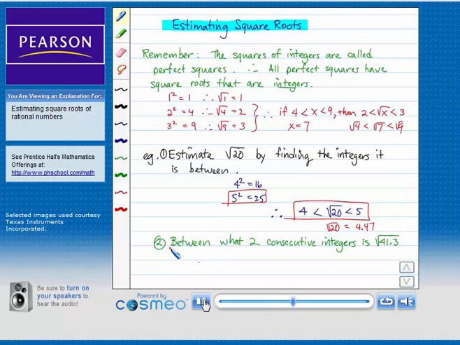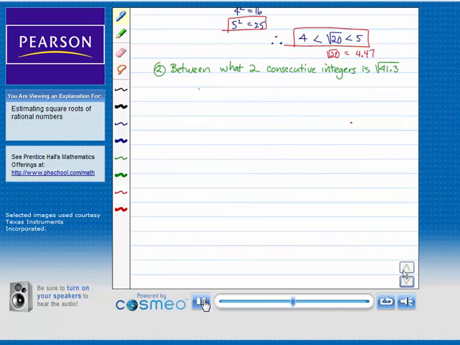All right, well, why don't you see then, number 2, if you can see between what two integers, consecutive integers, would the square root of 41.3 lie? And when you think you've gotten it, or when you're finished, then hit continue.